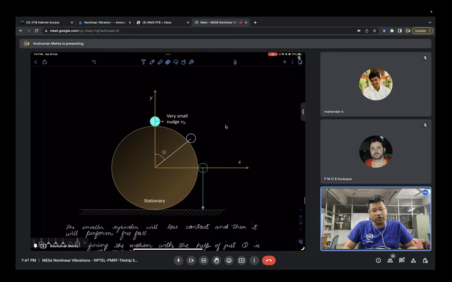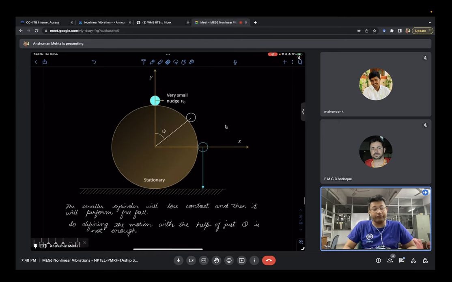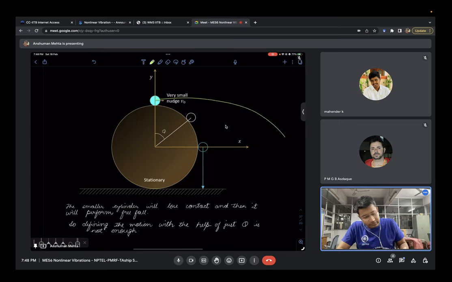So if a very small nudge is given, or if the velocity is high enough, then it will go as a projectile. Okay, that is also one case. And let's say a very small nudge is given, then it will go up to here, and after that it will be dropping dead. It won't go like this.